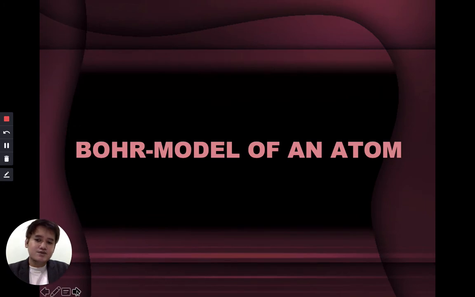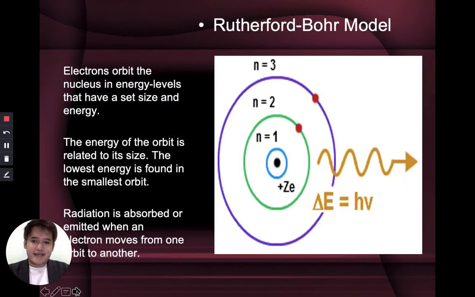Now we also like to review the Bohr model of the atom, wherein the nucleus is surrounded by the electrons traveling like planets traveling around the sun. So they travel in circular paths called orbits. Electrons orbit the nucleus in energy levels. These are represented by these paths, the orbits, that have a set size and energy. The energy of the orbit is related to its size. The lowest energy is found in the smallest orbit.